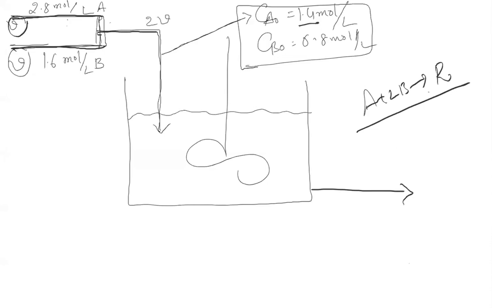No, I have changed the question to A plus 2B later on. It is A plus 2B gives R. So here, if A wants to convert 100%, the B required is 0.7. If B wants to convert 100%, the A required is 1.6. Which is the limiting reactant here, A or B?